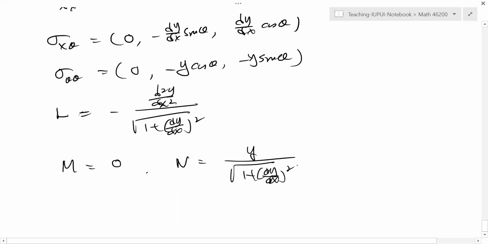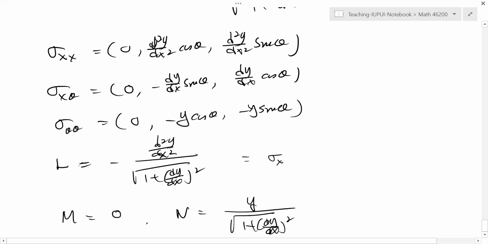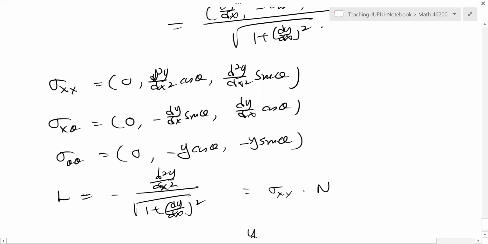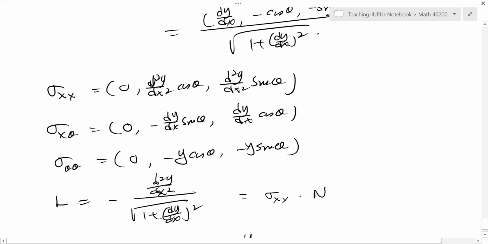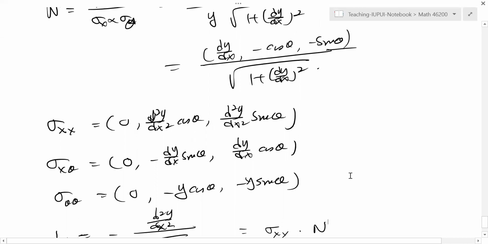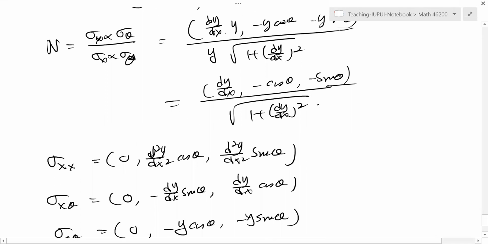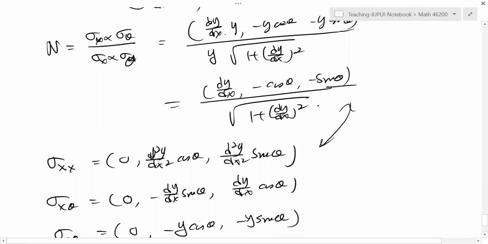Yeah, well, I'm going to double check my formula here. L is going to be sigma xx dot n. Okay. Because I look at the formula in the book, which is different from mine. That's fine. I think my computation is correct. Okay, the dot product of these two.